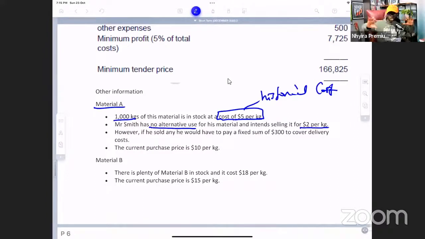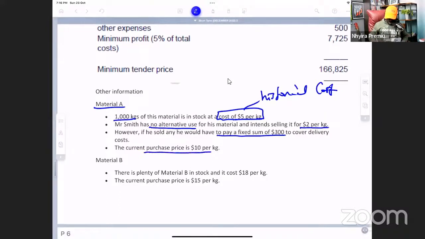So there is a lost revenue, and that lost revenue becomes the opportunity cost, and that becomes the relevant cost. Stay with me carefully. But let's continue to read. However, if he sold any, he would have to pay a fixed sum of $300 to cover delivery cost. Remember, he is going to use the material for this project, which means he will not sell it, which means he will not have to pay the fixed delivery cost.